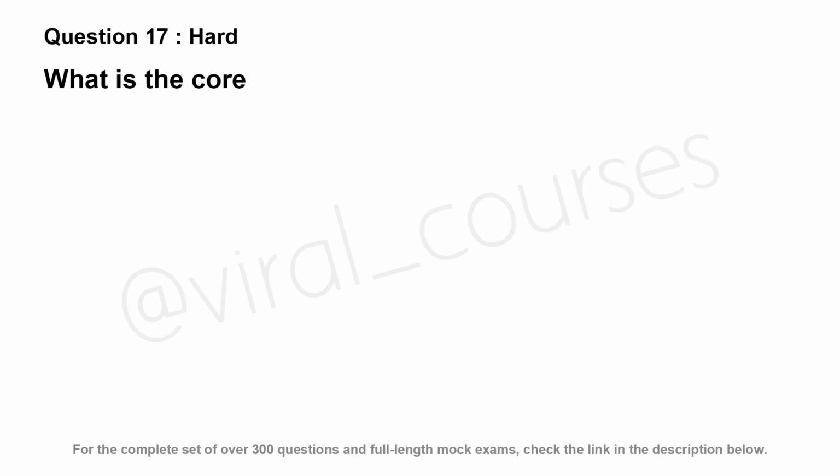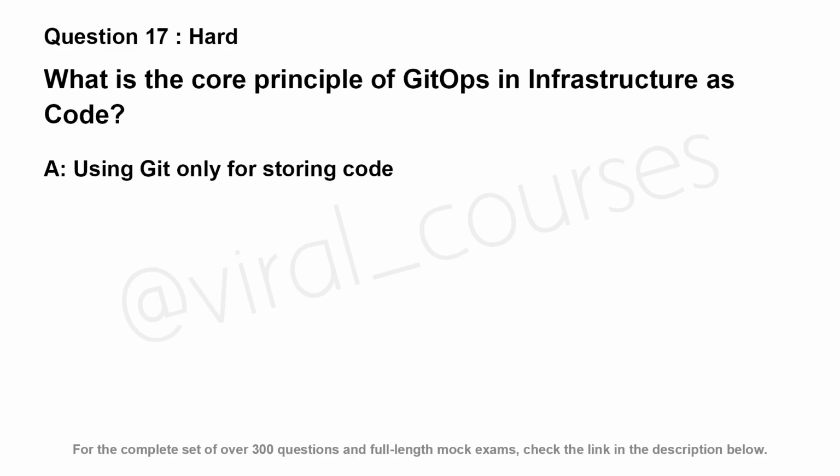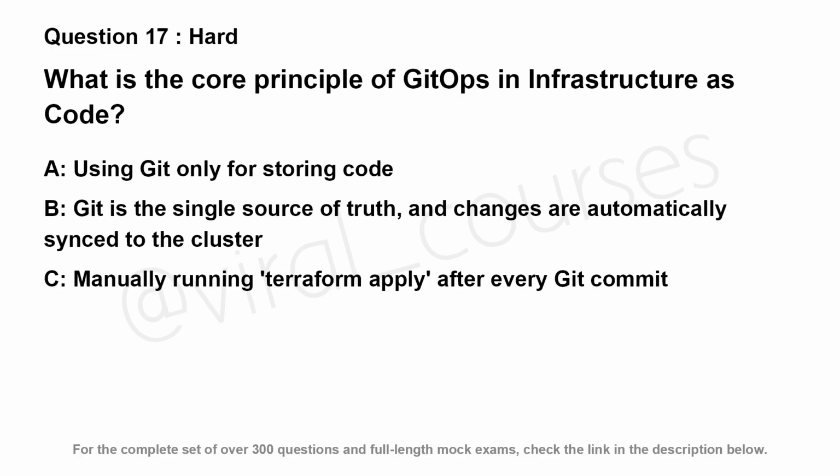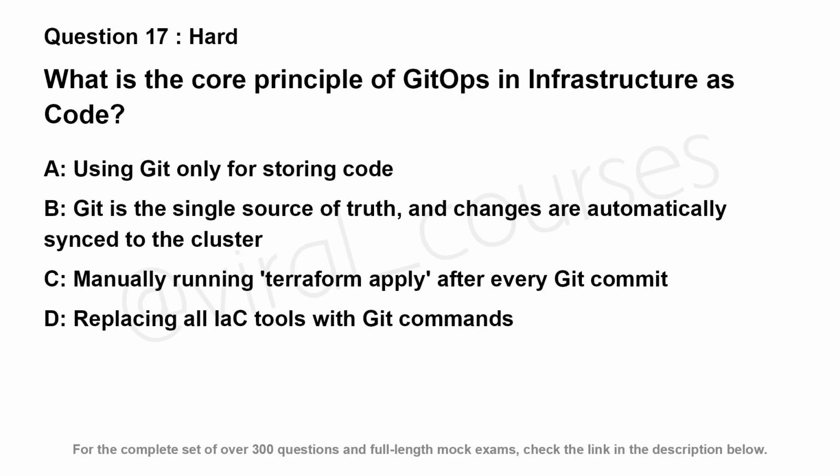What is the core principle of GitOps in infrastructure as code? Option A. Using Git only for storing code. Option B. Git is the single source of truth, and changes are automatically synced to the cluster. Option C. Manually running terraform apply after every Git commit. Option D. Replacing all IaC tools with Git commands.